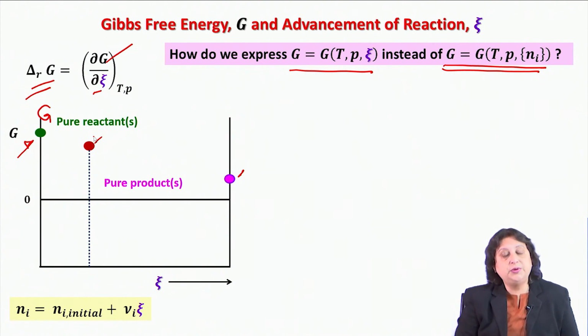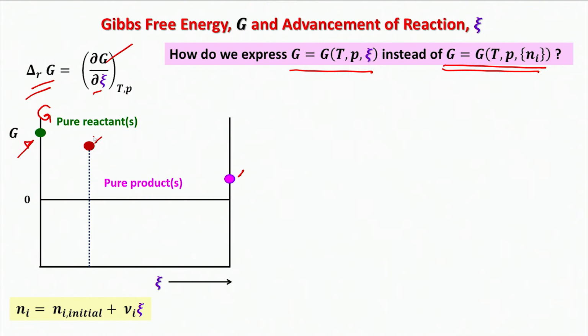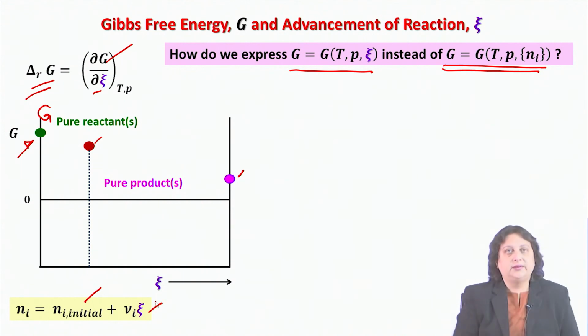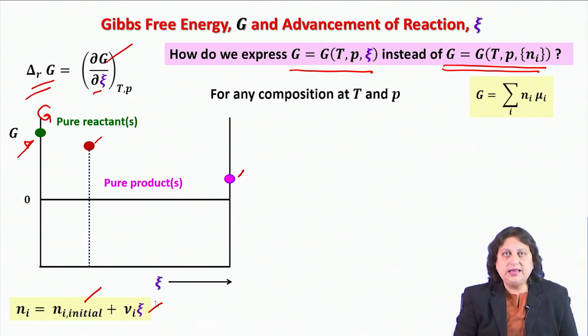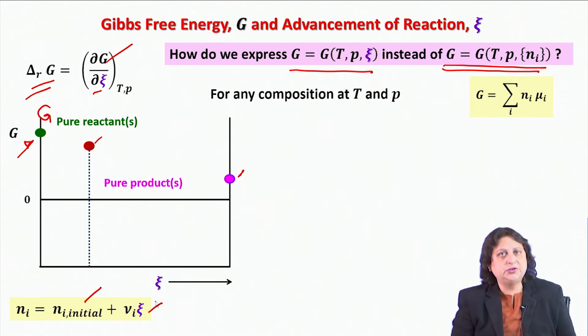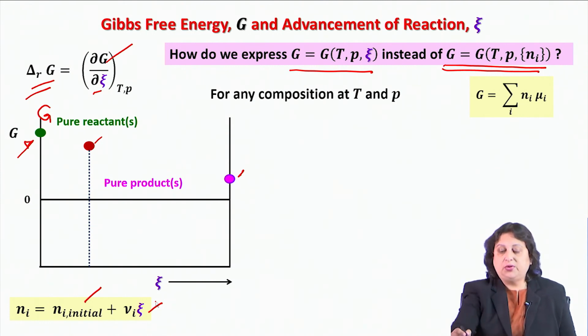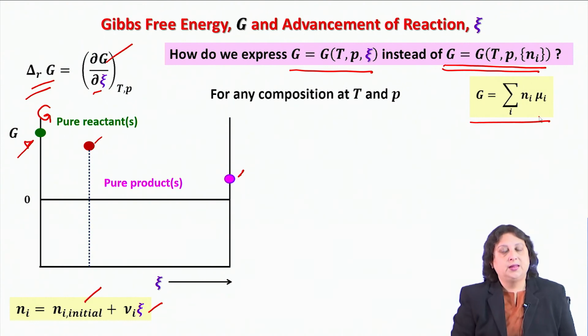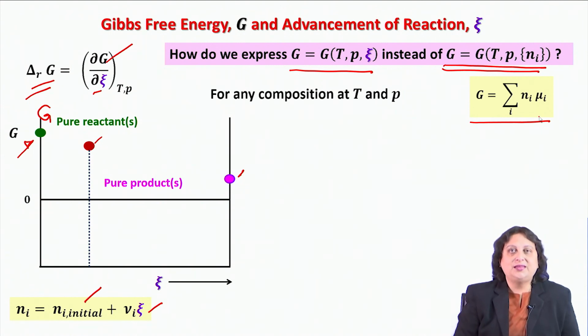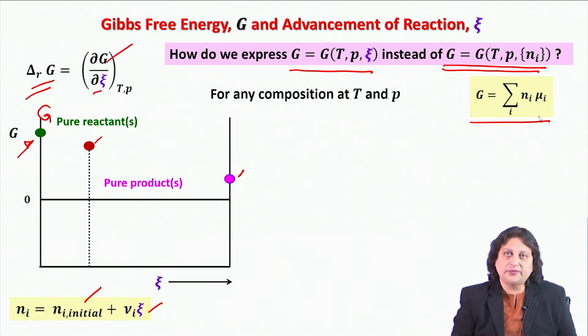Therefore, in between, let us say that I am at this point shown by this red dot, and here what is going to be the composition of the system? Here, for the ith component of the reaction mixture, I will have Ni equal to Ni initial plus nu i xi. Therefore, I can very easily write that for any composition at T and P, G is summation over Ni mu i. Where did we get that from? Yes, you are right. We have got this from the Gibbs-Duhem relation.